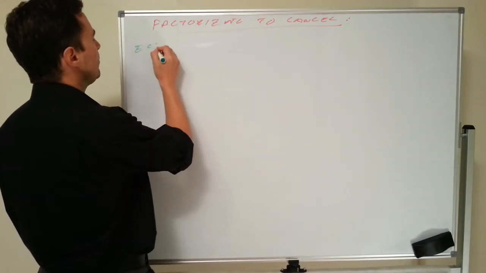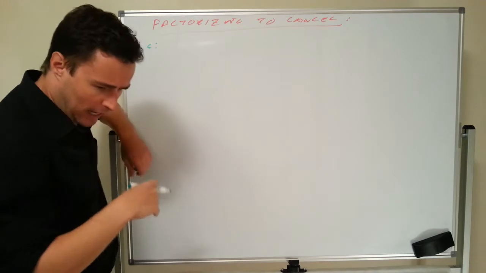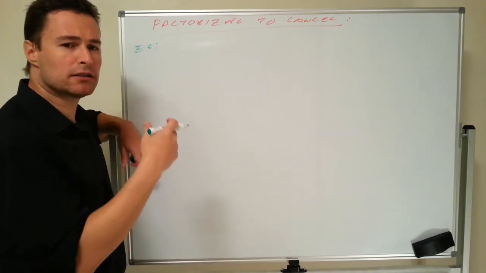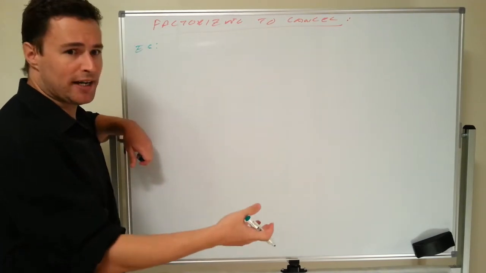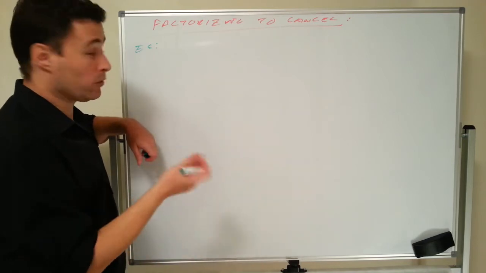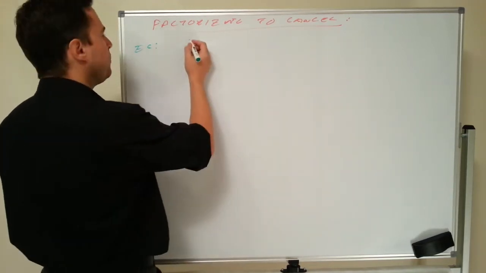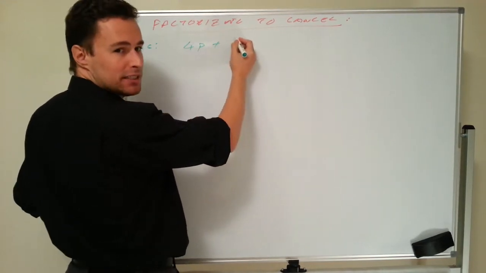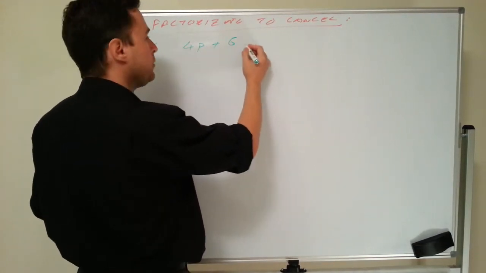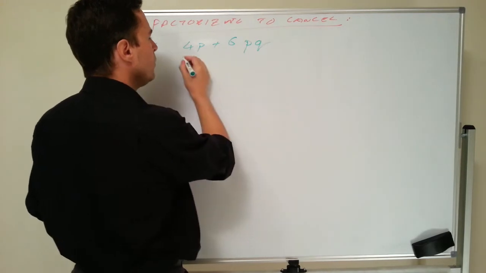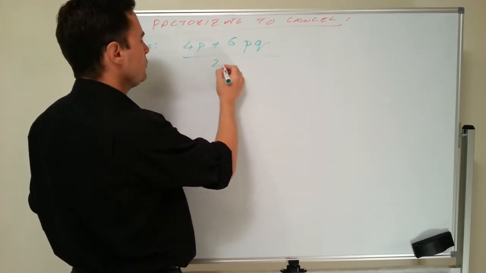By the way, you need to have seen factorizing out a common factor and factorizing quadratics in order to keep up with this. So let's take a look at the first one: 4p plus 6pq, all divided by 2p.